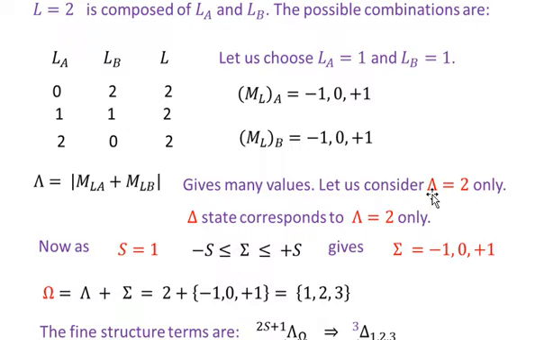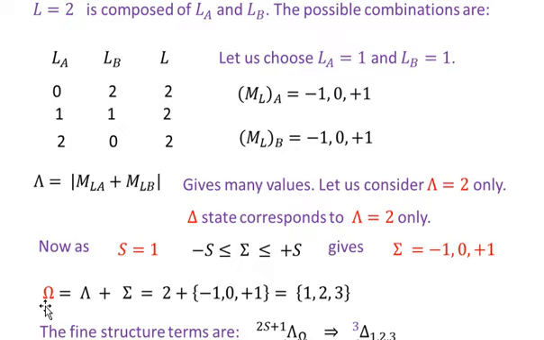When capital lambda is equal to 2, it means that I am talking about the delta state. The molecular state will be delta when you choose lambda equal to 2. Now you see that when capital S is equal to 1, this sigma, the spin projection, has the values sigma equal to minus 1, 0, plus 1.